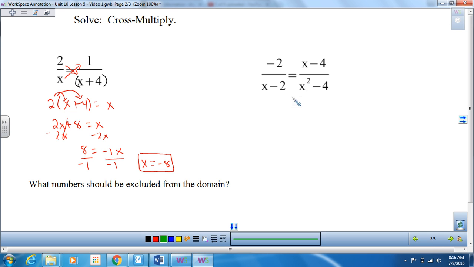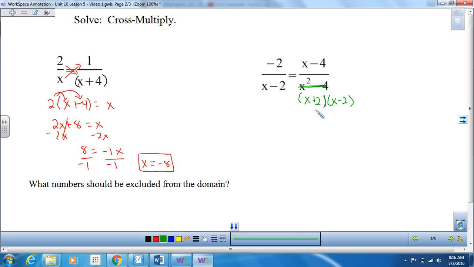So let's look at this one. If you can factor, I would do that first. And so you might notice, we have a difference of squares. That's x squared minus 4. They're both perfect squares. The square root of x squared is x. The square root of 4 is 2. So x plus 2, x minus 2. I'm crossing this off.